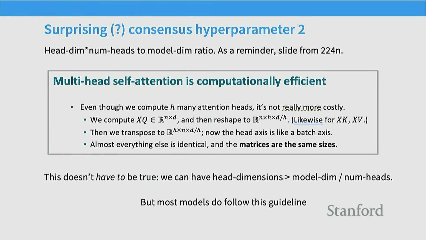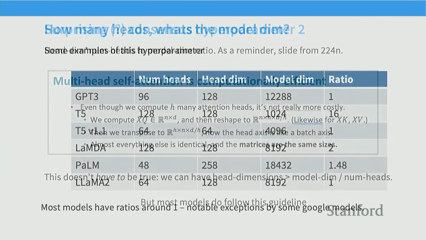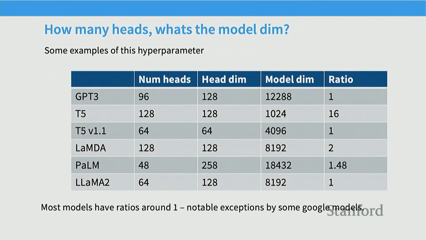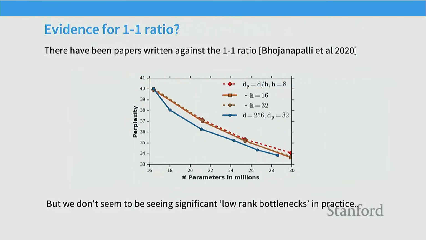And you don't have to do that, right? As you add more heads, you could just keep the same number of dimensions per head, and you could just let the attention part take more and more parameters, right? You could do that. That's an option that you have. But most models, once again, do follow this guideline. We see GPT-3, T5, LaMDA, PaLM, and Llama 2. They all have a ratio of 1 or almost exactly 1. T5 is the one exception that breaks this rule. They tried the big ratio of 16. But otherwise, it is all fairly following this consensus.